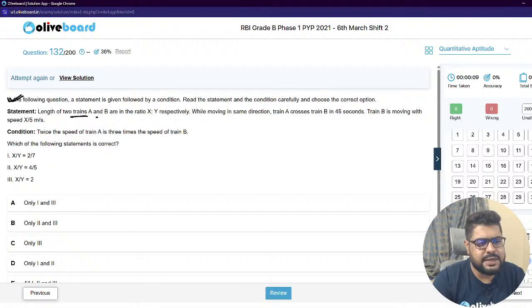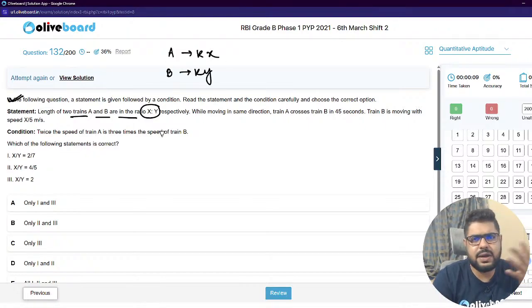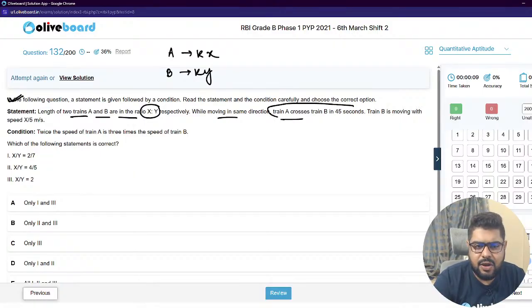Length of two trains A and B are in this ratio, sir. Okay. So the length of train A, I'm taking kx, and the length of B, I'm taking ky, because the ratio is given, so I have to multiply. While moving in the same direction, train A crosses this. Train B's speed is given. Another condition is given.